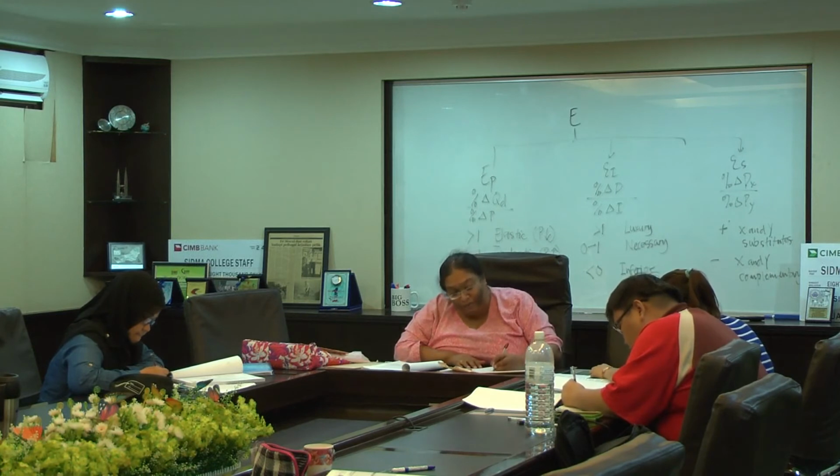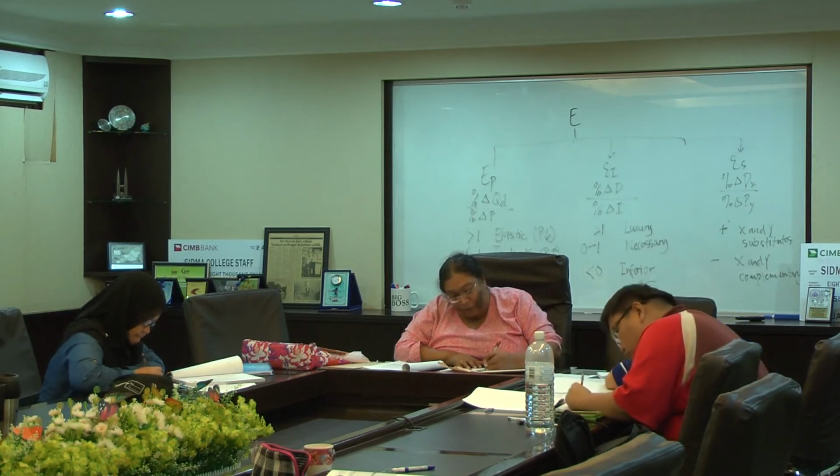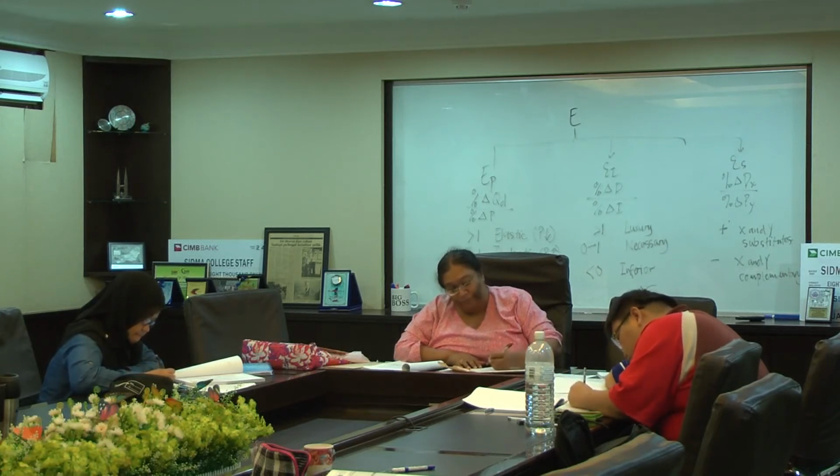Now what if the average income in year 2010 increased to 55 ringgit per week? The demand for X came to 6 units.